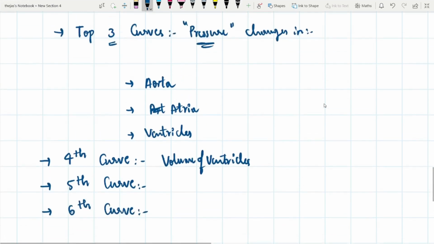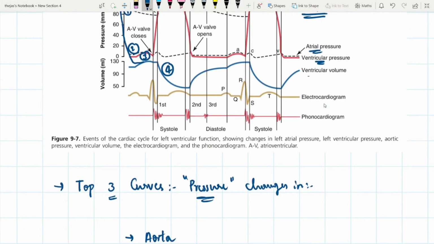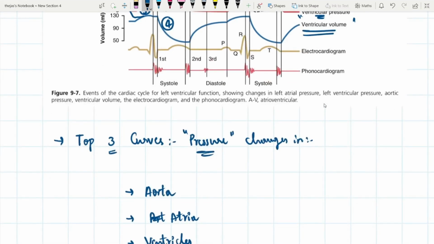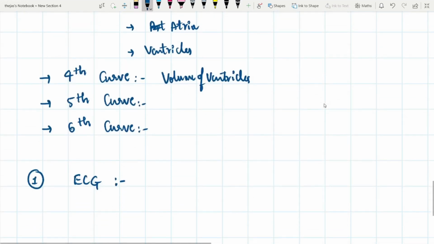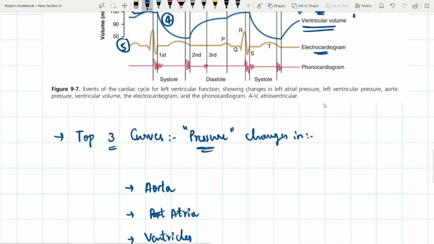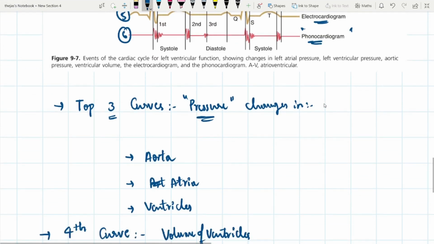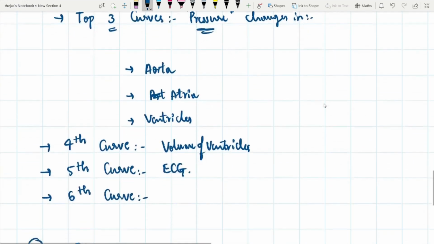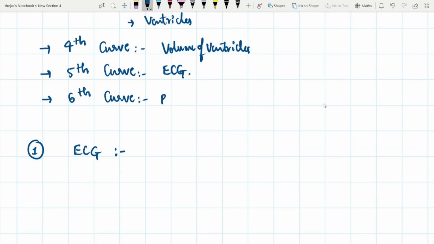The fourth curve deals with what? Volume of ventricles. Ventricular volume is represented by the fourth curve. And now the fifth curve, you can easily say it's the electrocardiogram, ECG. The fifth curve shows the electrical activity of the heart. And finally the sixth curve. This is about the phonocardiogram. What is the meaning? It is all about recording the heart sounds.